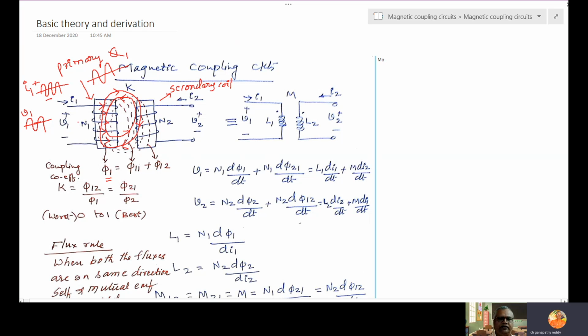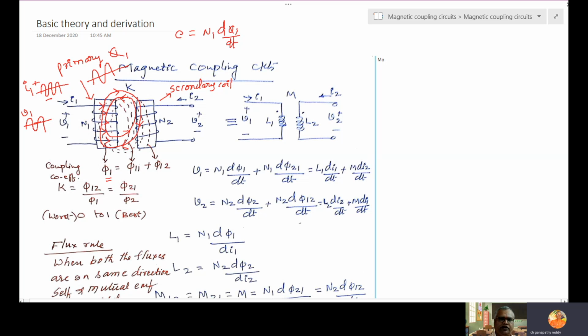Now, using Faraday's first law, whenever varying flux is cutting stationary conductors, voltage will come. How much voltage will come? That value depends on N1 d phi1 by dt. N1, and the total flux is phi1. So this product, N1 d phi1 by dt, will give the induced EMF in the primary. This is called the self-induced EMF.